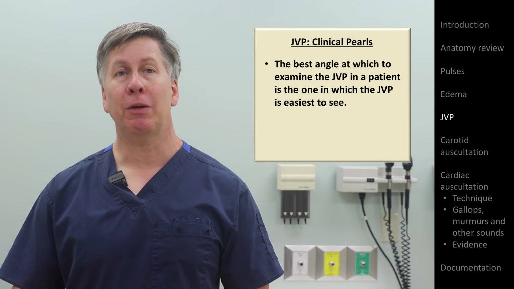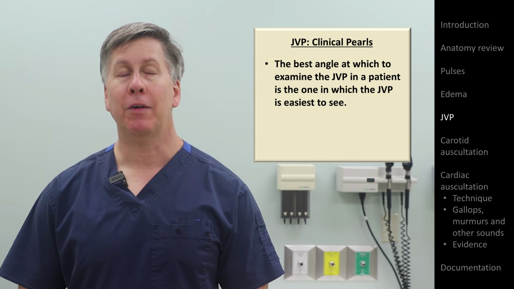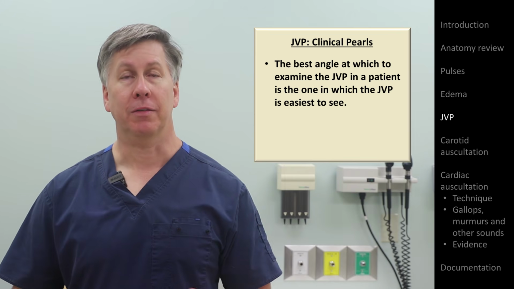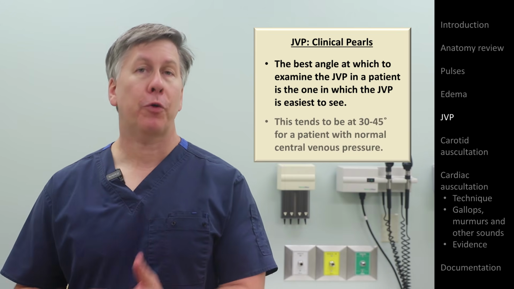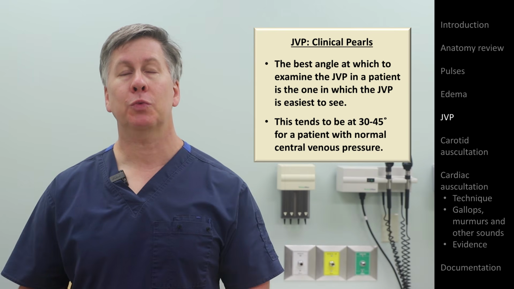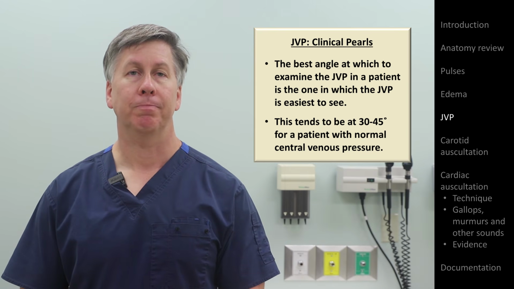If you cannot see the pulsations, it may be because the JVP is higher or lower than you anticipated, in which case you may need to raise or lower the patient to a different angle. In short, the best angle at which to examine the JVP is the one in which the JVP is easiest to see. So that happens to be 30 to 45 degrees in patients with normal intracardiac pressures.